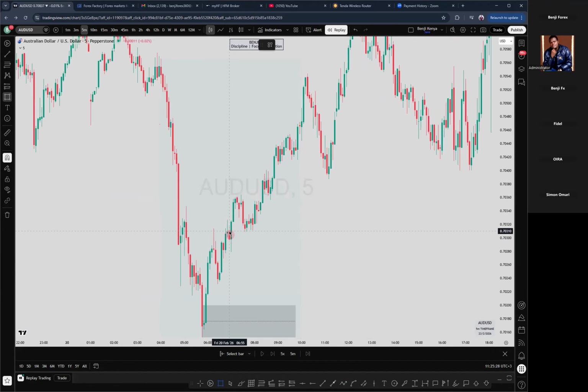Remember, this is on the M5. Okay, and M5 is very, very volatile. You can see this market was able to come back to this area, okay, and also have a very good push all the way up.